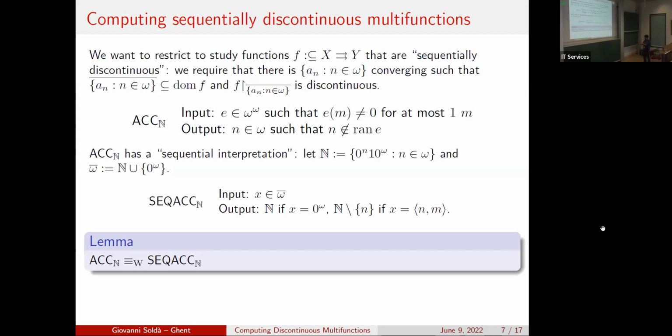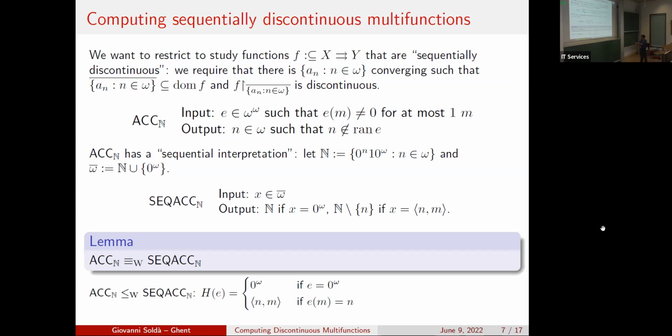So no oracle is needed here. ACCN and sequential ACCN are Weihrauch equivalent. And why? Well, just to see an easy example of a Weihrauch reduction: to go from ACCN to sequential ACCN, you start with your input enumeration of something, and you do the following thing.